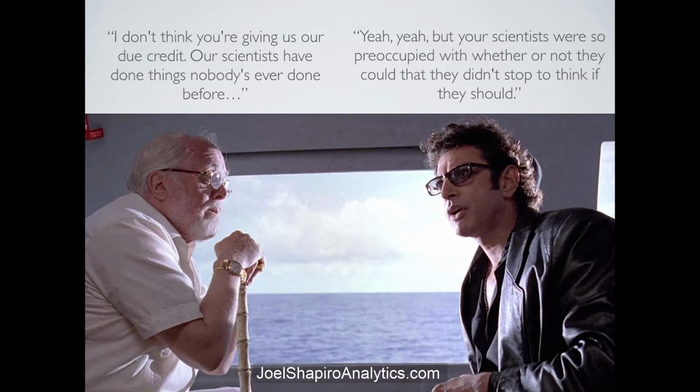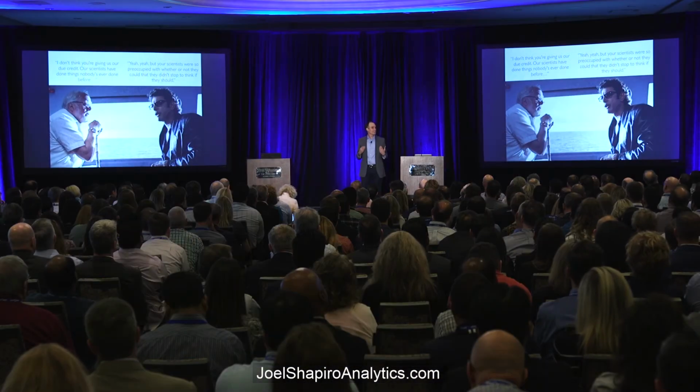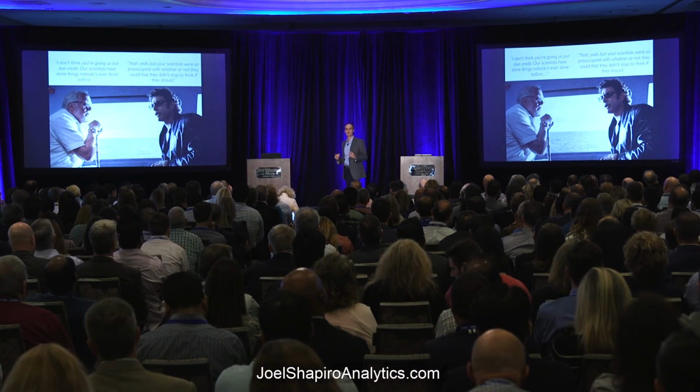And the billionaire, frustrated with the level of skepticism from the mathematician, says, I don't think you're giving us our due credit. Our scientists have done things that nobody has done before. And the mathematician says, yeah, but your scientists were so preoccupied with whether you could that they didn't stop to think whether they should. That sums up what I am seeing a lot in industry these days.